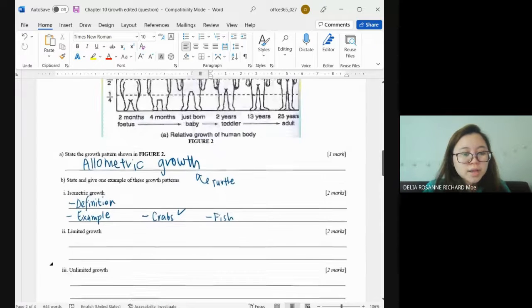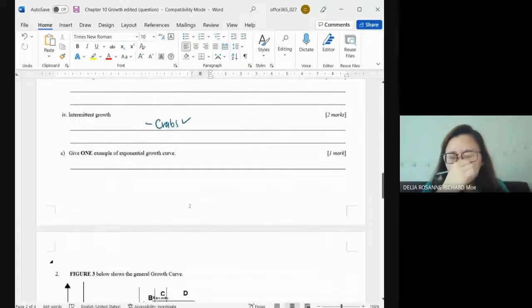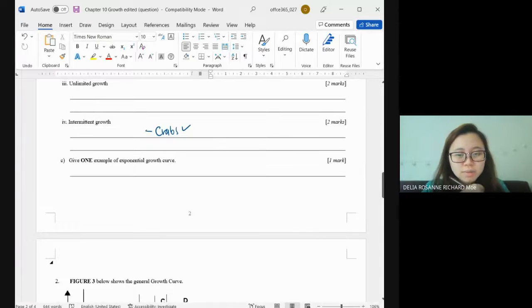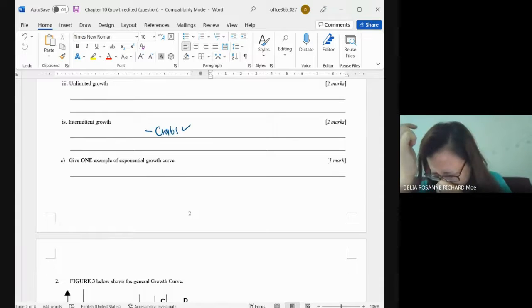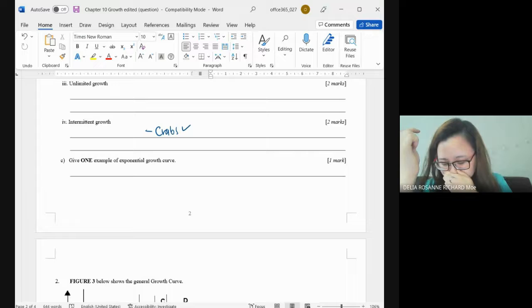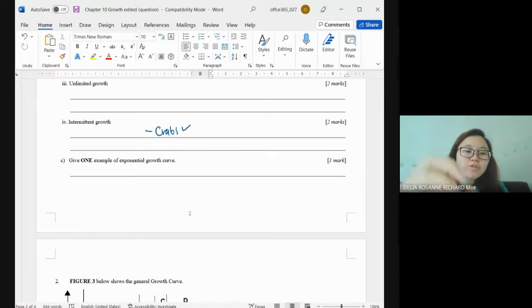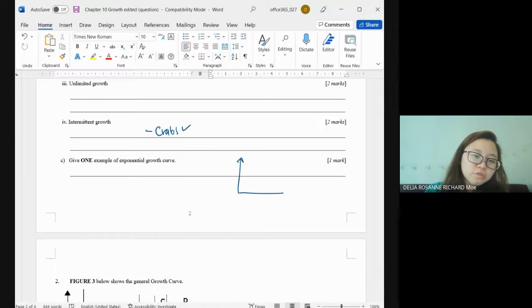And then one extra question here, dia consider macam high order thinking lah for your level now. Give one example of exponential growth. Excuse me. Aduh. Good thing I'm at home, quarantine. This way. Give one example of exponential growth curve.